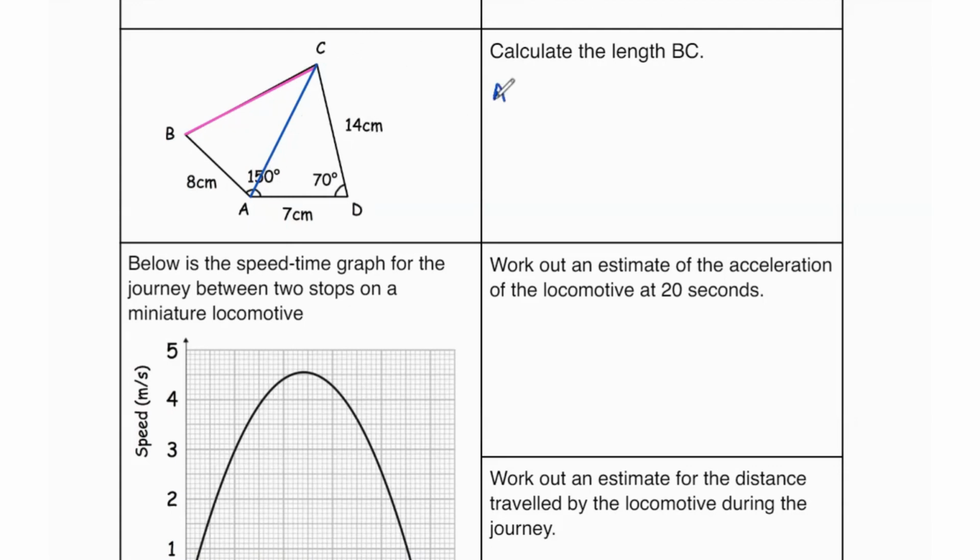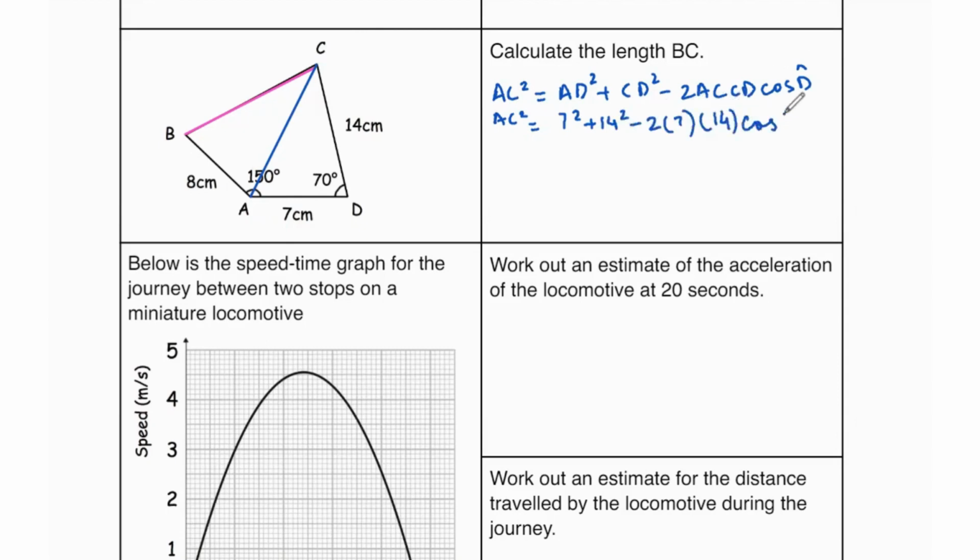So that's going to be AC squared equals AD squared plus CD squared minus 2 times AD times CD times cos of angle D. So that's going to give us 7 squared plus 14 squared minus 2 times 7 times 14 times cos of 70.